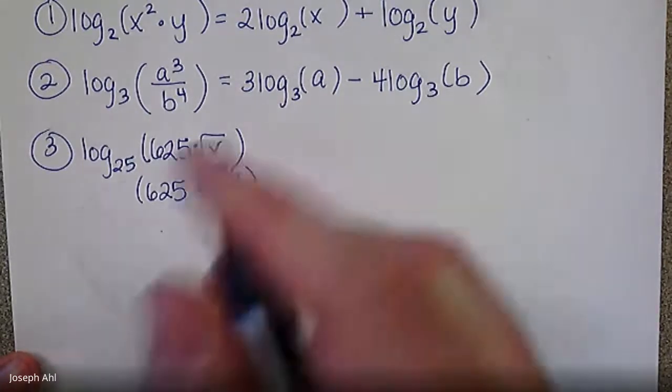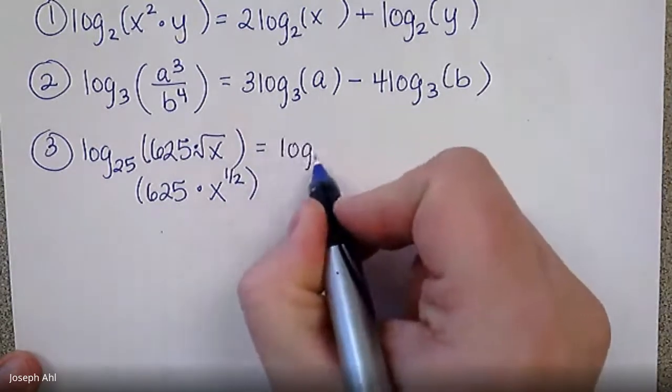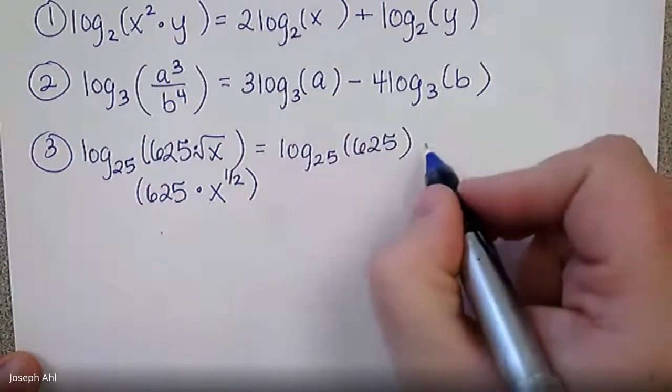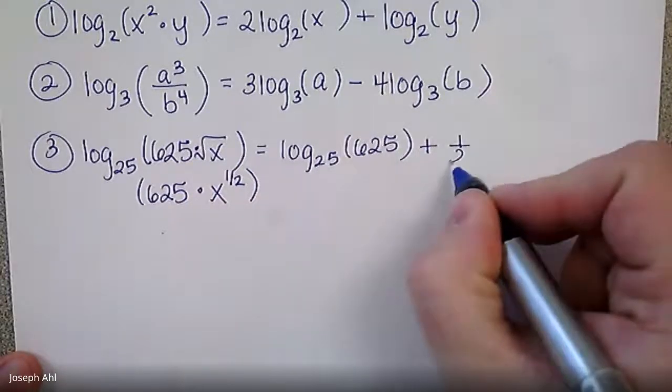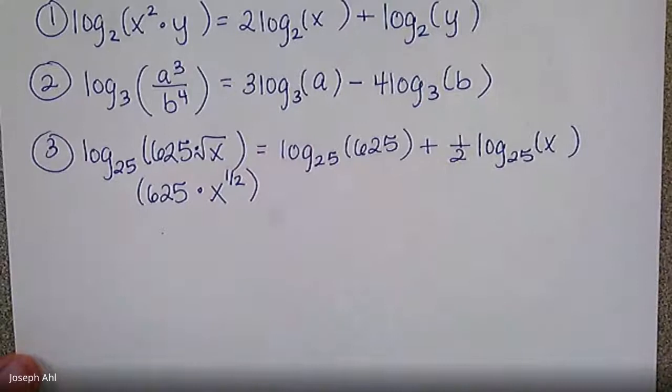Perfect. So now that I have this written in power form, we can expand it to log base 25 of 625 plus the 1/2 is going to come out front. So plus 1/2 log base 25 of x. And that's sort of simplified as much as we can go.